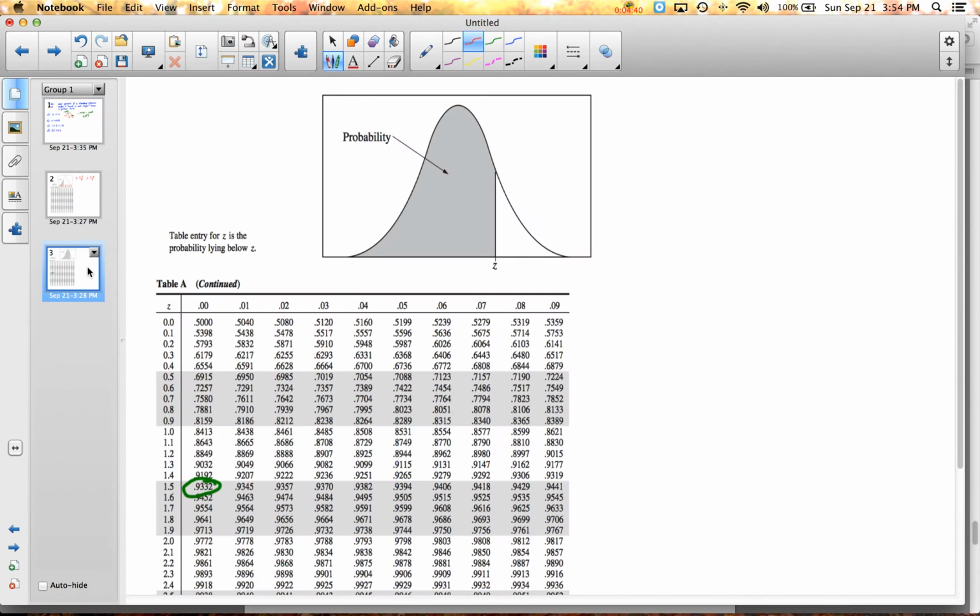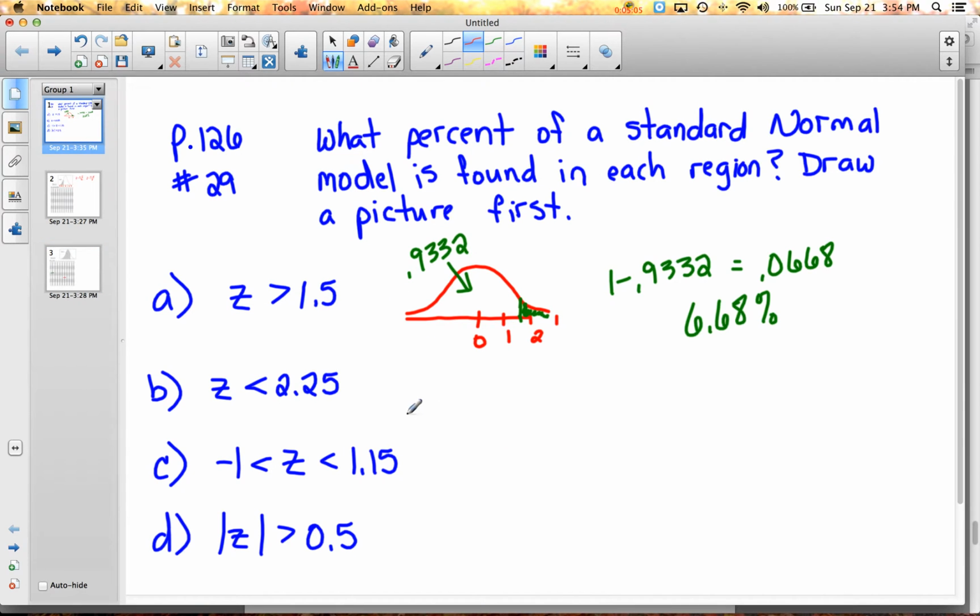So again, I need the positive one, so I'm going to find 2.25. Here's 2.2. I need to come over here to find the 0.05 part. So I'm looking where the column and row intersect, and it looks like I have a value of 0.9878. So let's go back to our problem, 0.9878. Forgot my picture. Better write this down.